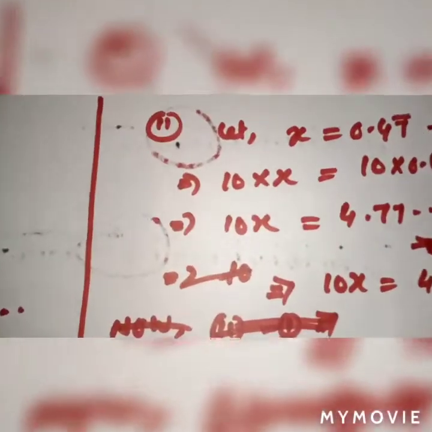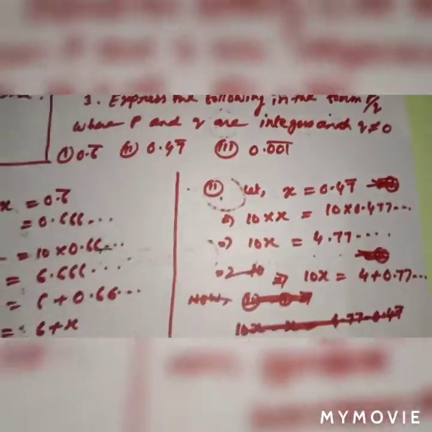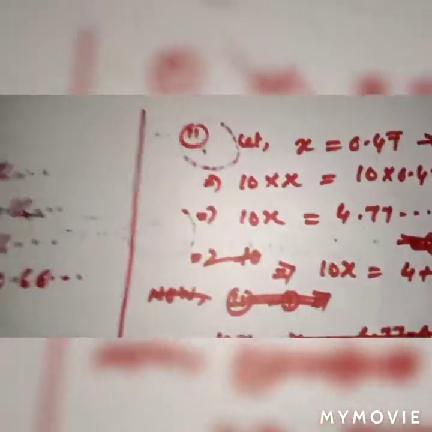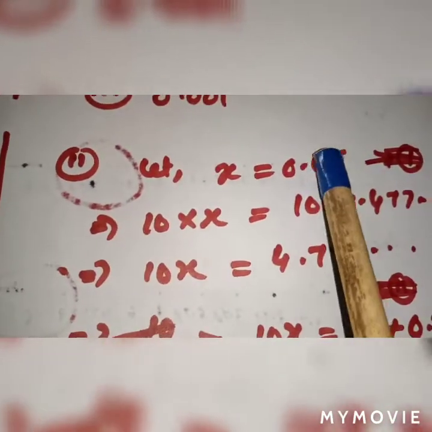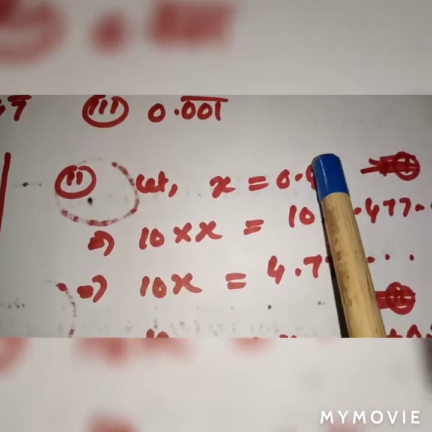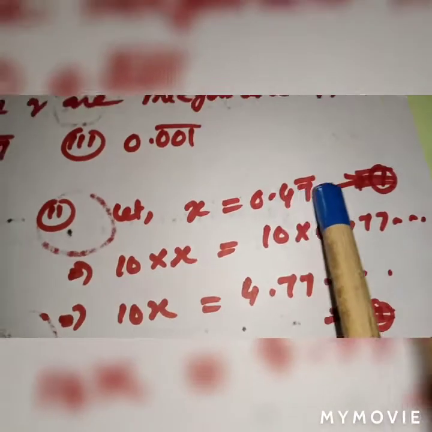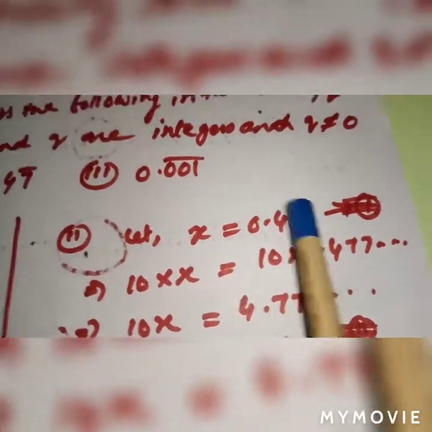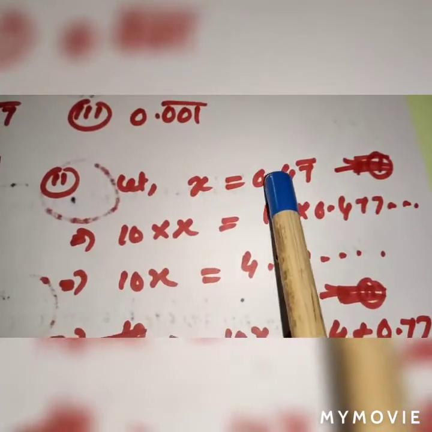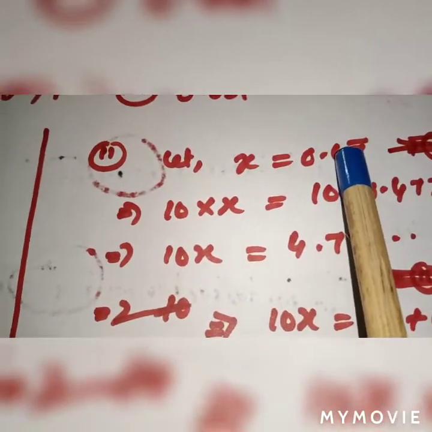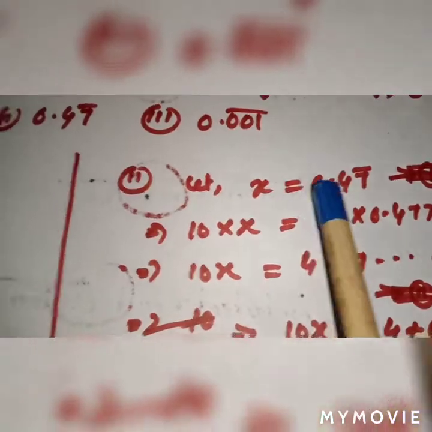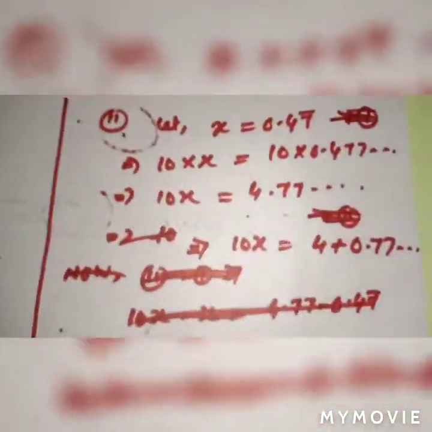So here we have to see one thing. First of all, we have to write this like this: 0.46 bar. After a point, only 7 is repeating, but here there is a number 4 after the point. After 4, in the second place, there is 7, and 7 is repeating here. So first of all, we have to take this 4 to this side of the point, so that is why we have to multiply by 10.